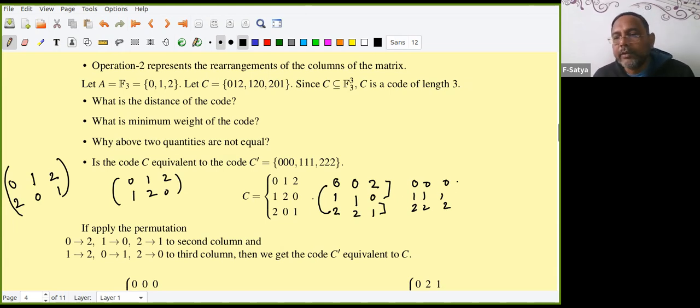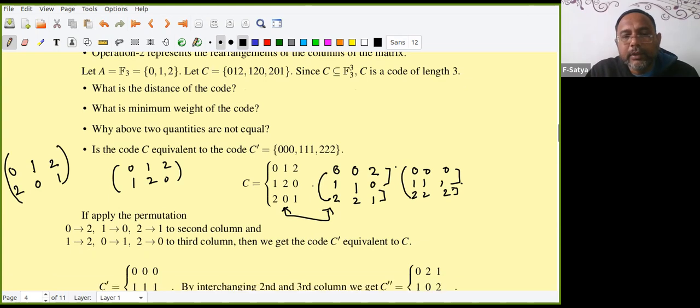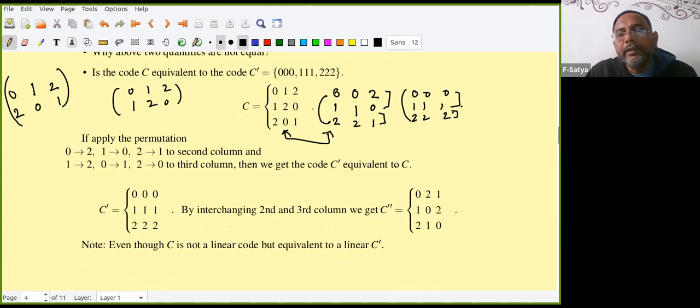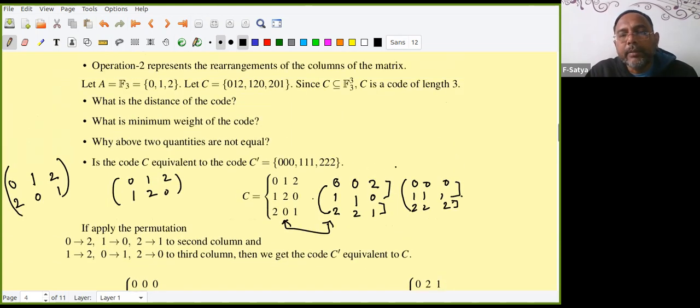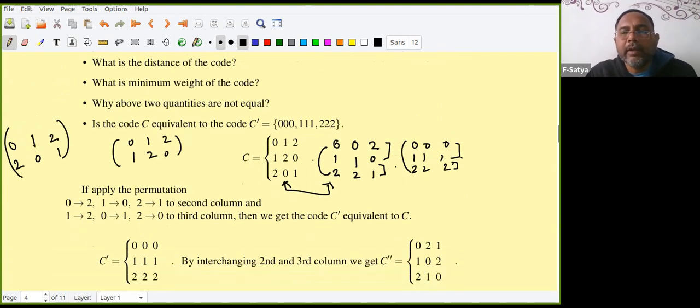Again, how much is the distance? The distance between these two is 3. The distance between these two is also 3. The distance between these two is also 3. There is no change in the distance again. So now these two code words are also equivalent, these two are also equivalent, and these two are also equivalent. Later, when it is a linear code, we can do much more. I will tell you that later.